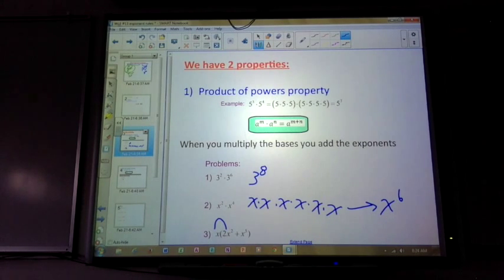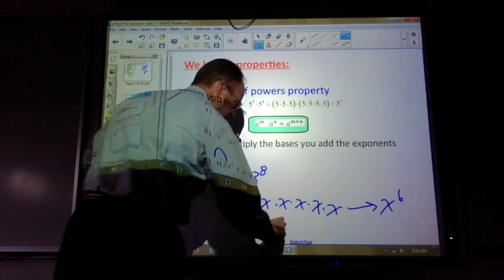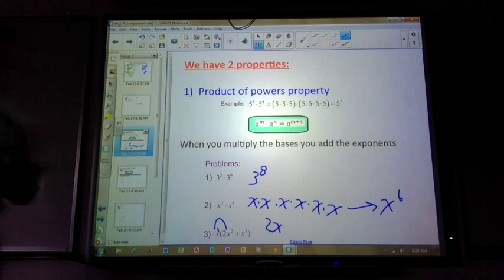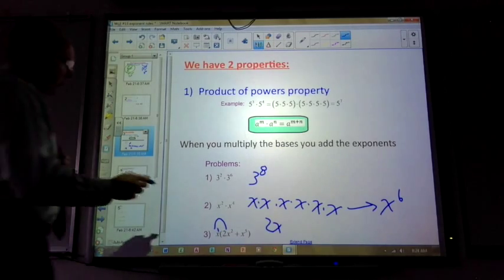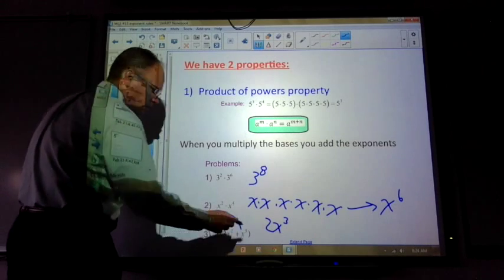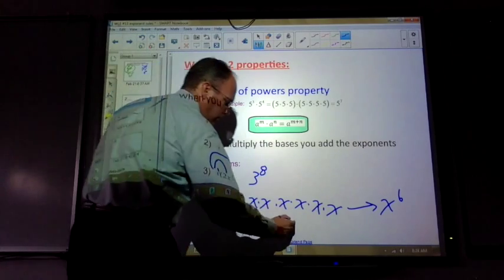Okay, and so I get 2x, and I have x to the first and x to the second being multiplied, so what do I do with the exponent? Add it together, good. And then Megan, if I want x to the first times x to the fifth, what do you think I'd get? X to the sixth. And the plus sign is going to come along for the ride.